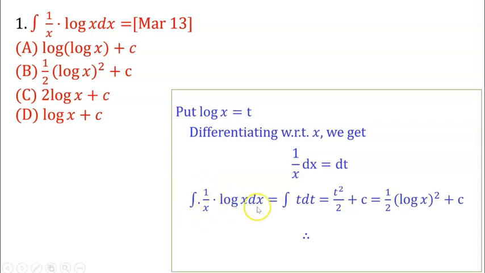Therefore we will find the integral of t into dt, because 1 upon x into dx is nothing but dt, and log of x is t. Now the integral of t is t square upon 2 plus c. Resubstitute the value of t, and you will get 1 upon 2 log of x bracket square plus c, and hence option B is correct.